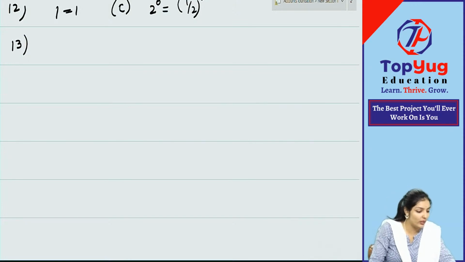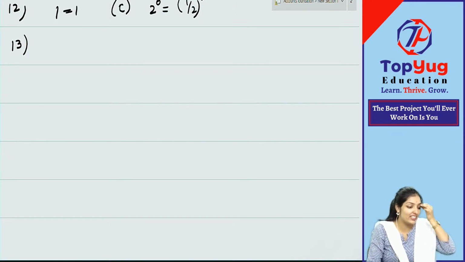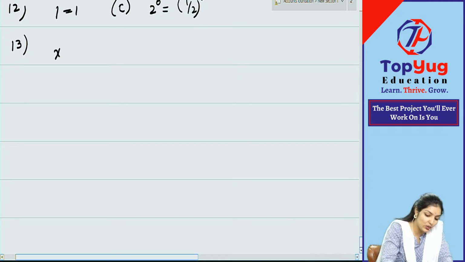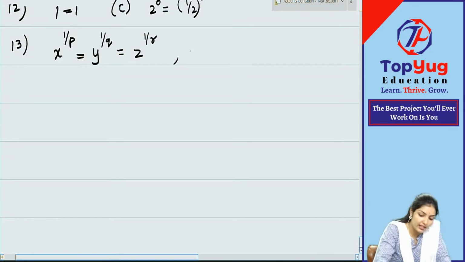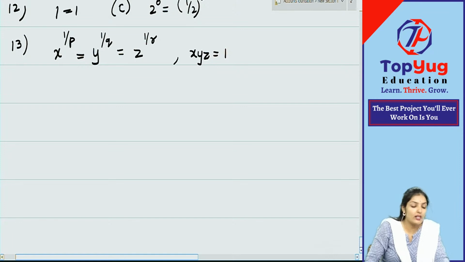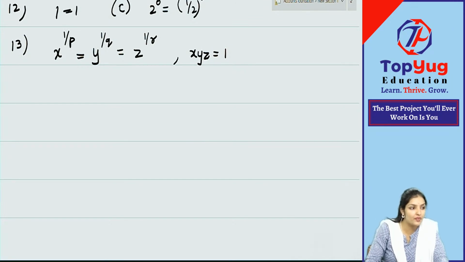So now the 13th one. Here this is the one. x to the power 1 by p is equal to y to the power 1 by q is equal to z to the power 1 by r. Now xyz is equal to 1. What is the question they are asking? What is p plus q plus r? Listen carefully everyone. K method it is.